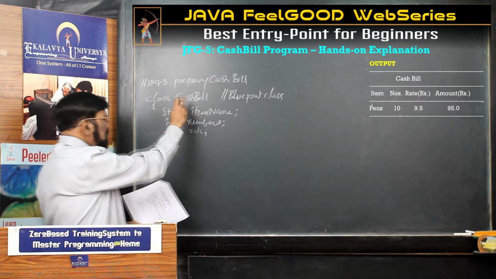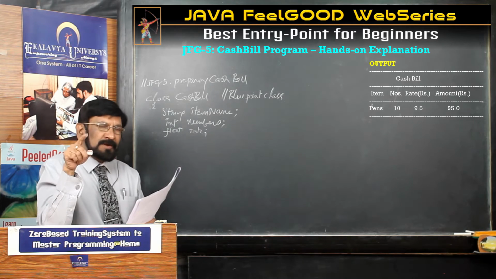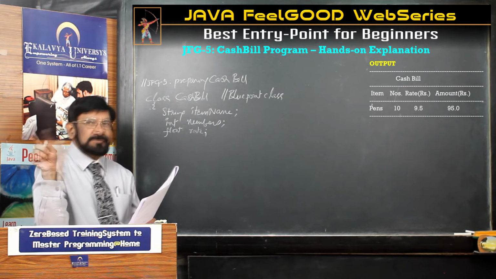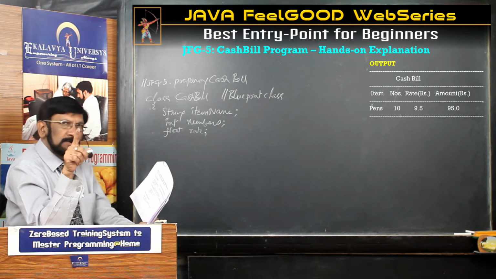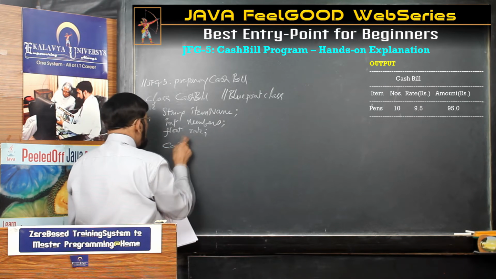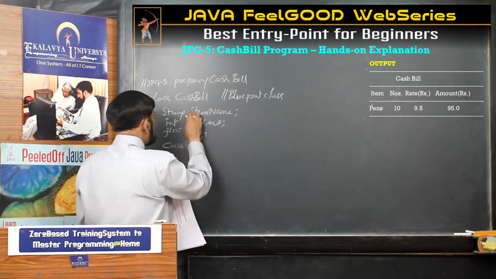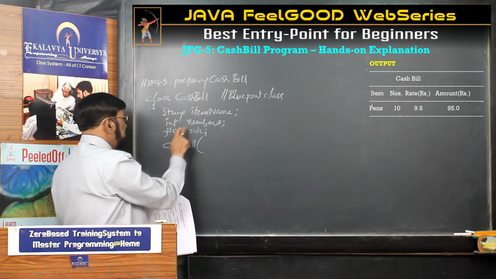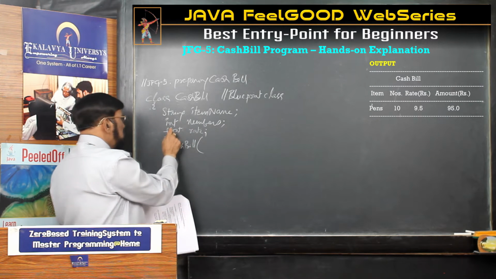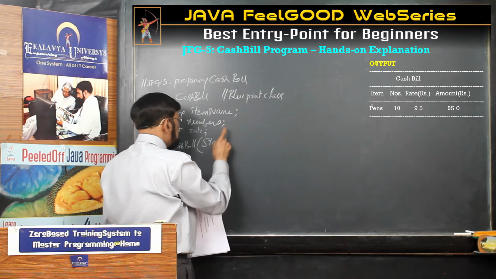And what is the name of the class in which the constructor is defined? The name of the constructor should be the same in all aspects. All aspects means not only spelling, case also. So, what you do? CashBill. Okay. Same order only you take. One is item name, second one is number, third one is rate. So, here parameters you write.